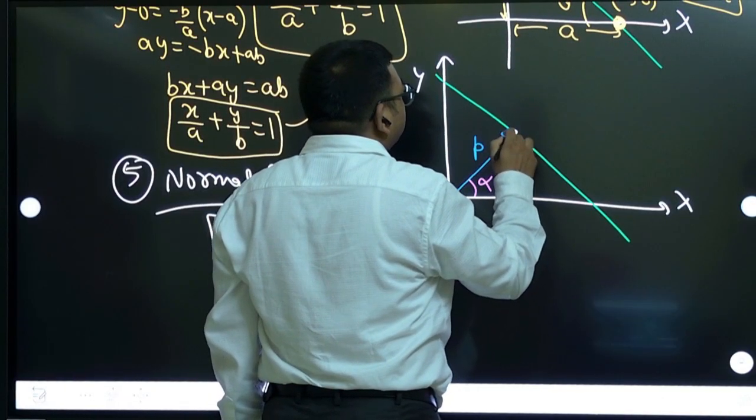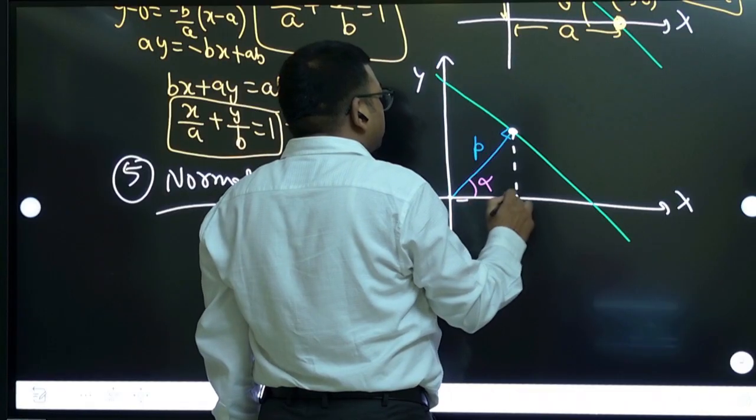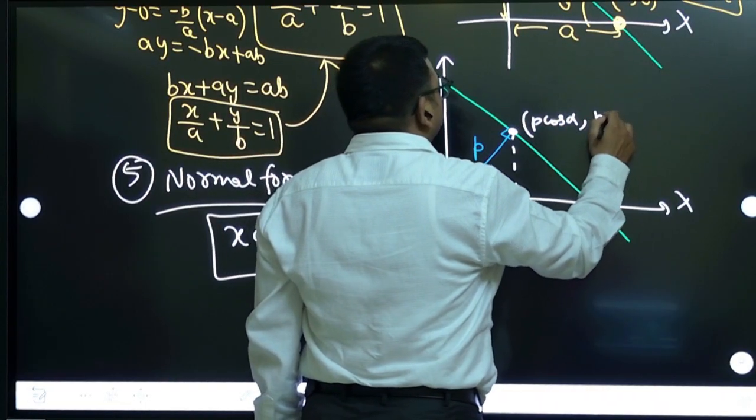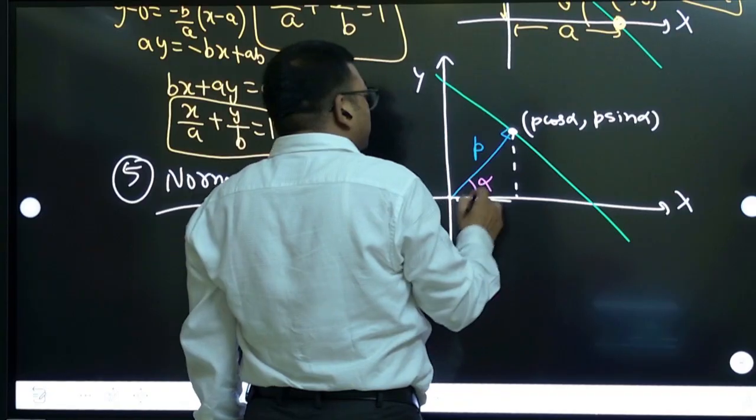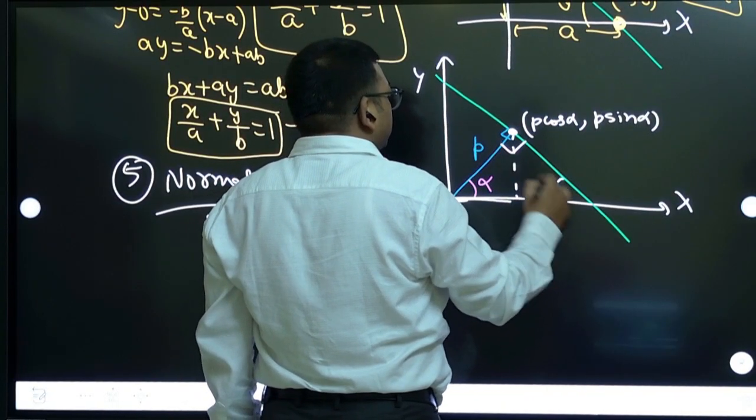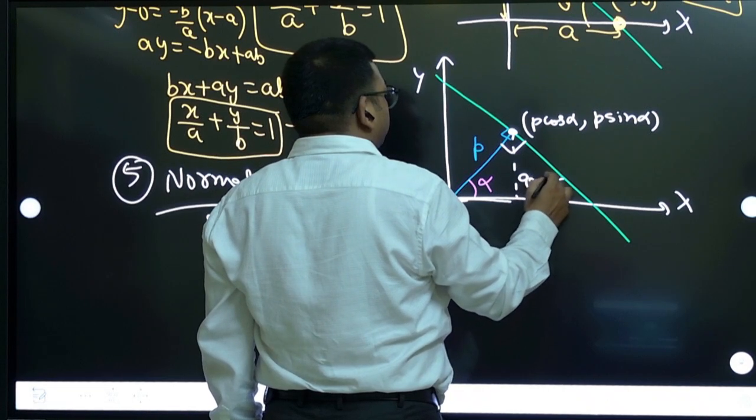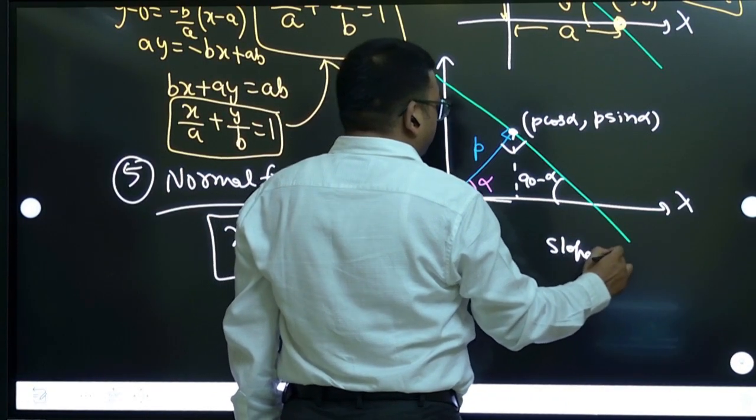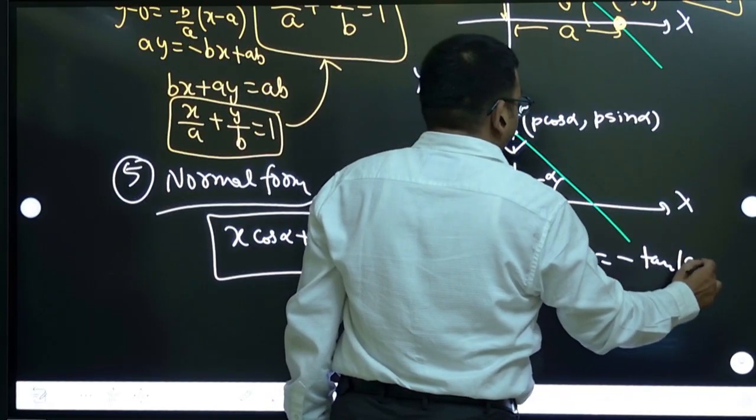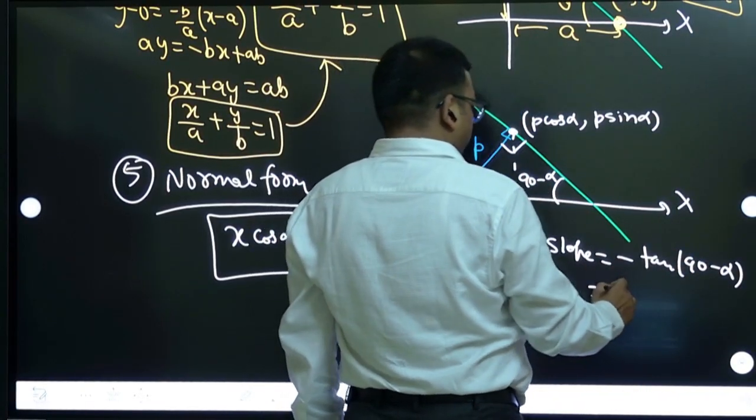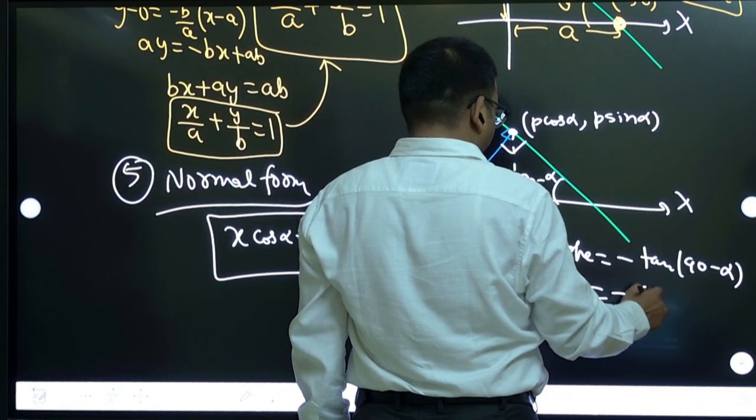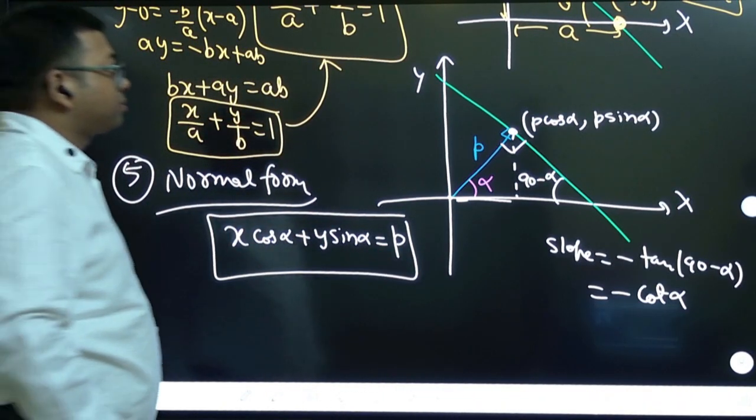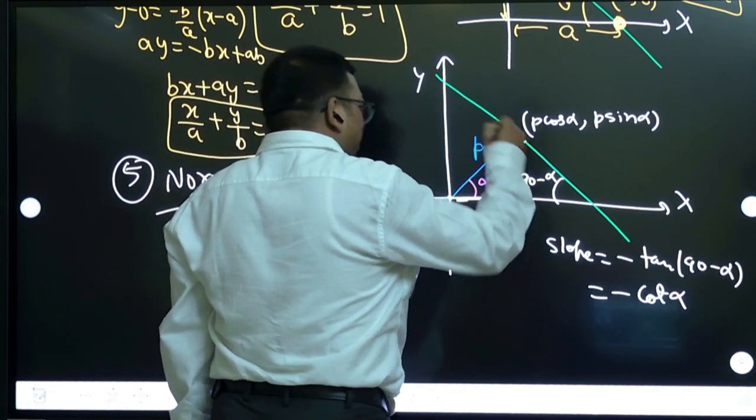So this point we can definitely choose on this because this is p cos alpha, p sin alpha. And because this alpha, this is 90 degrees. This is 90 minus alpha. This is 90 minus alpha. So the slope of this line will become minus of tan 90 minus alpha, right? So tan 90 minus alpha will become cot alpha, correct? That's the slope of this. And now you know this point, and now you know this.